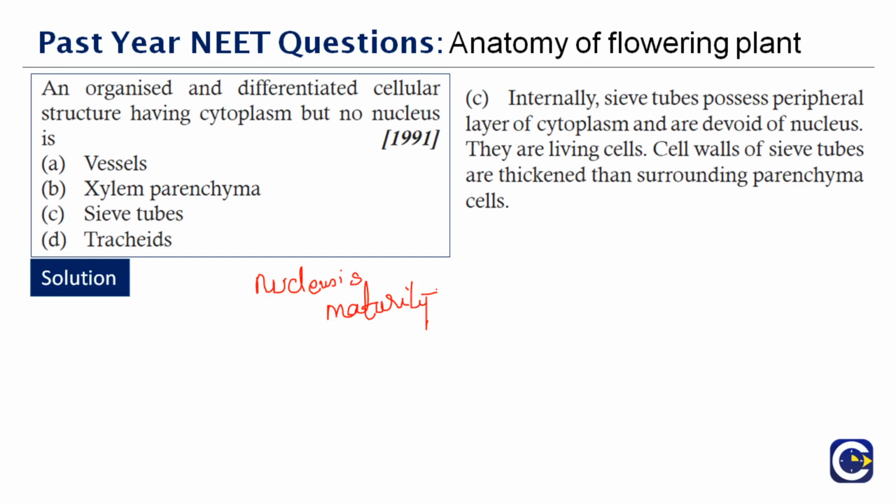Internally, sieve tubes possess a peripheral layer of cytoplasm and they are devoid of a nucleus. Why? Because once the mature form is formed, the nucleus will disappear at the time of maturity. So that is what is resembled here. Therefore, the correct answer is option C.